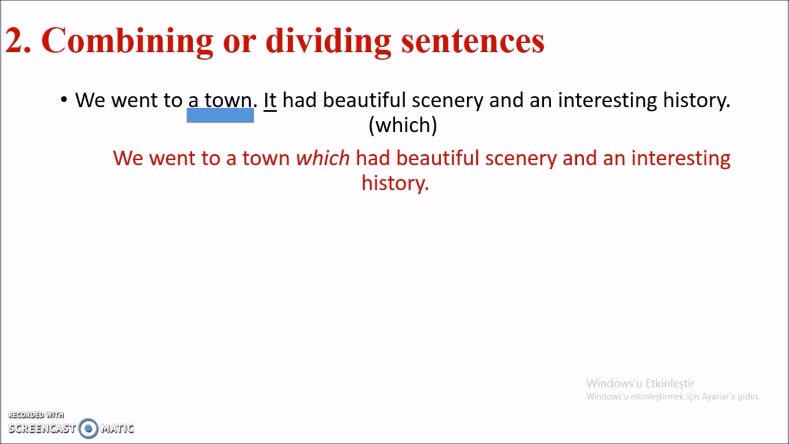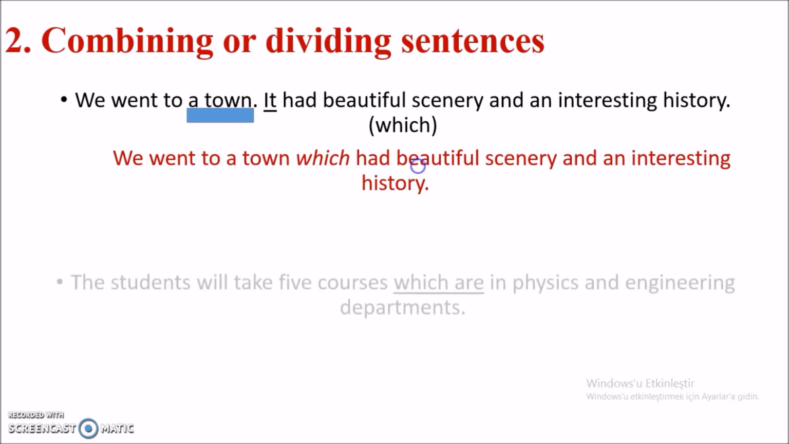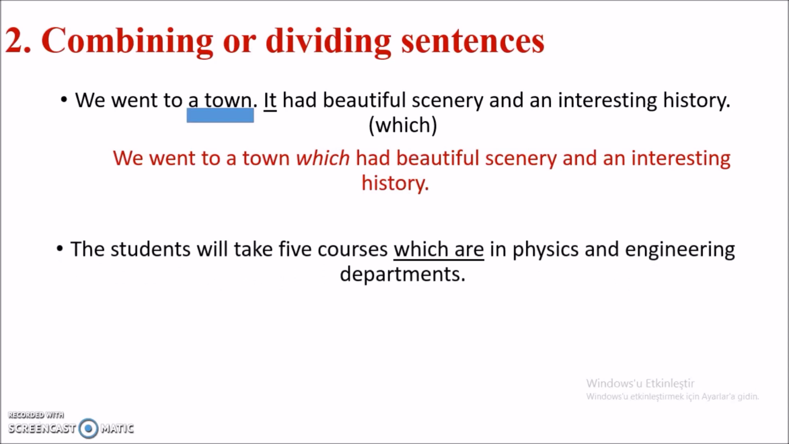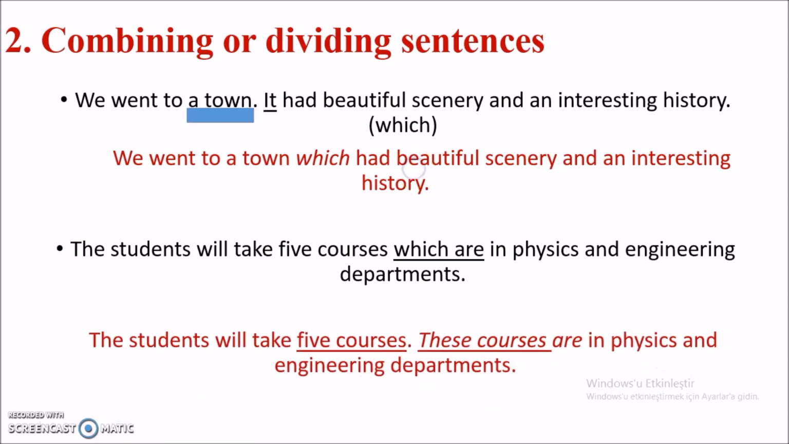So this is an example of combining two separate sentences. Or we will do it vice versa. There is only one sentence and we are supposed to divide it into two. The students will take 5 courses which are in physics. So this "which are" part is actually our relative clause, and now we are going to divide it into 2 separate sentences. Students will take 5 courses. These courses are in physics and engineering departments.